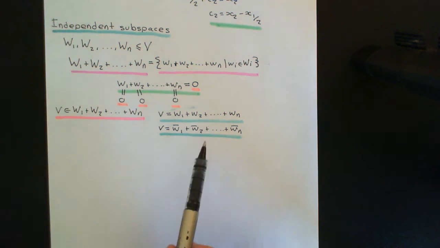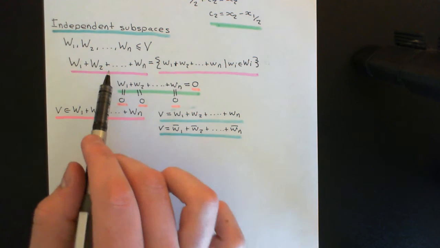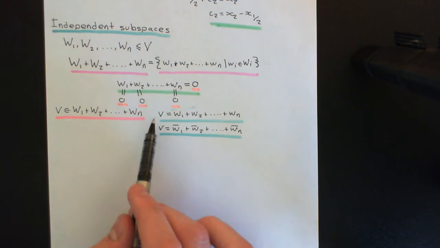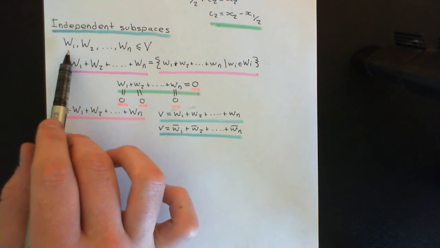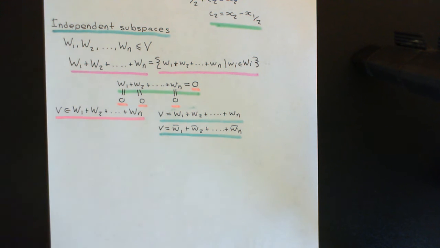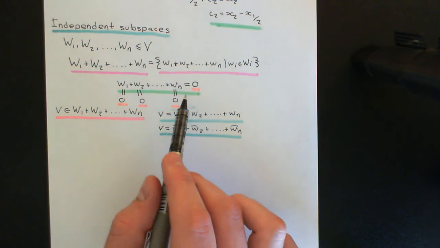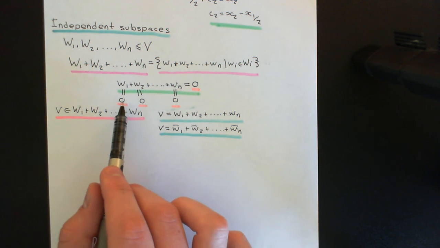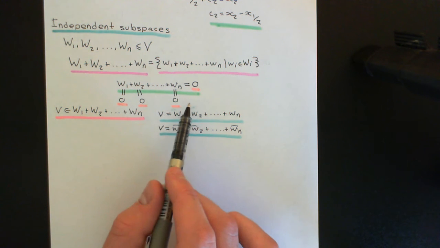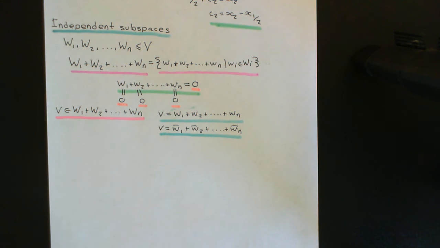Okay, so I've assumed the exact opposite of what I want to prove, and now I can use this to prove that these subspaces capital W1, capital W2, all the way up to capital Wn are not independent, i.e. they do not obey this criterion. So I'm going to prove that I can find a non-trivial sum which gives me the zero vector.